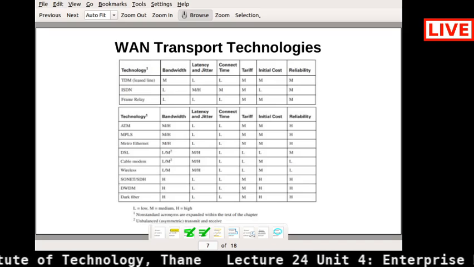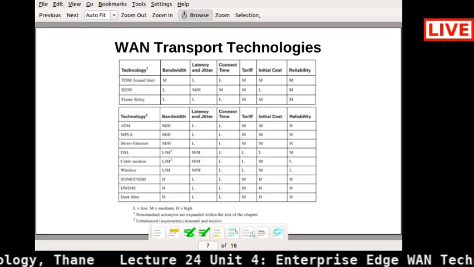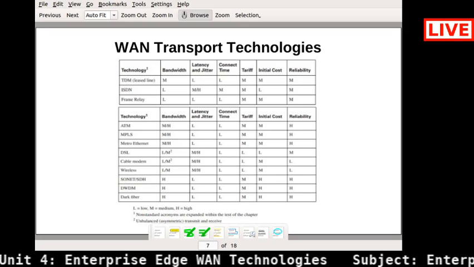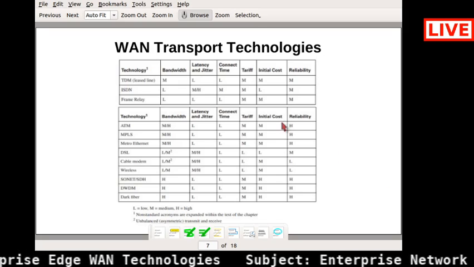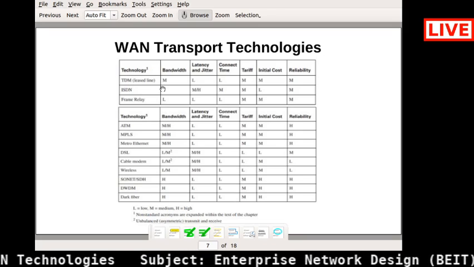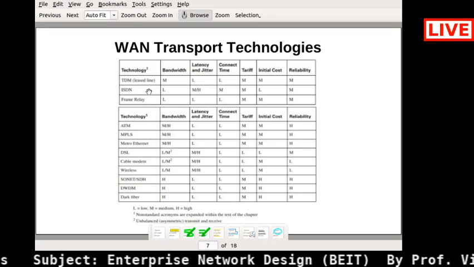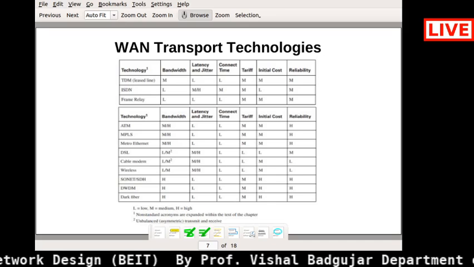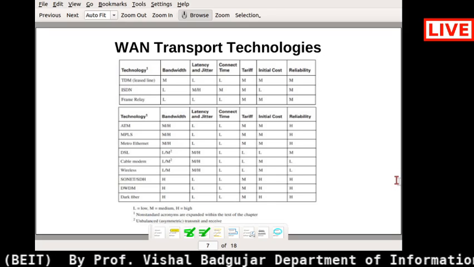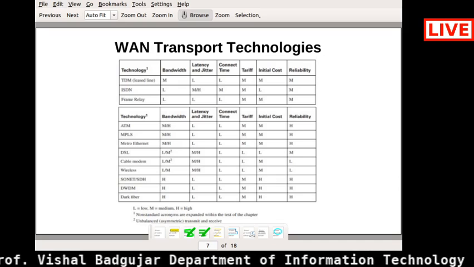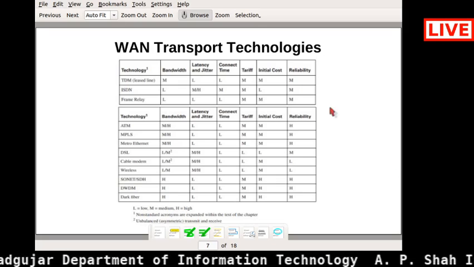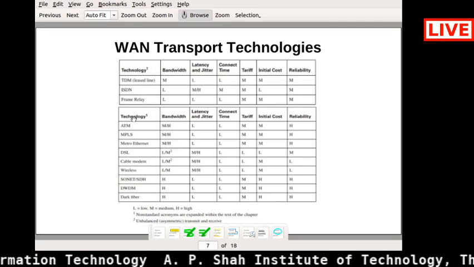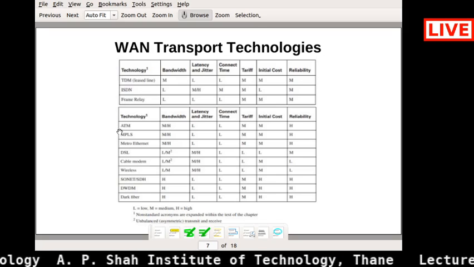Then we have some different WAN transport technologies. I am just giving you a comparison chart over here. With respect to the different technologies, we have already seen what we can call the traditional WAN technologies: TDM, that is nothing but the leased line, then ISDN, then frame relay. So these are the traditional WAN technologies. Other than these, we also have some other technologies listed here.